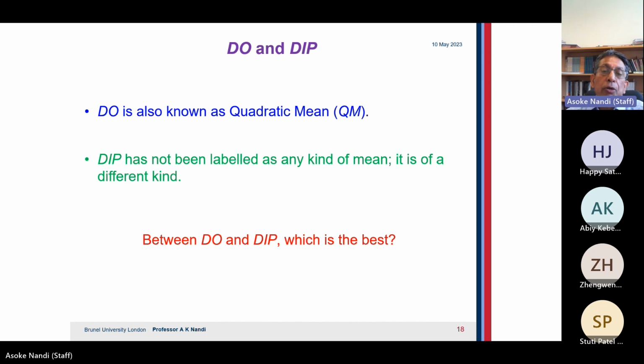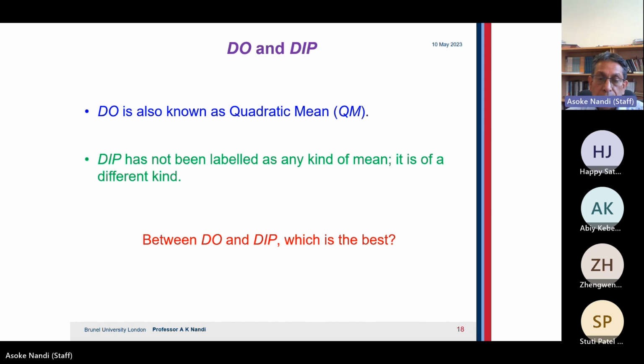So DO is, as I said, also known as quadratic mean. But DIP has not been labeled as any kind of mean. In fact, it is not a mean of any kind. It is of a different kind. So DIP is very different from the other four. But again, there are two new things now.